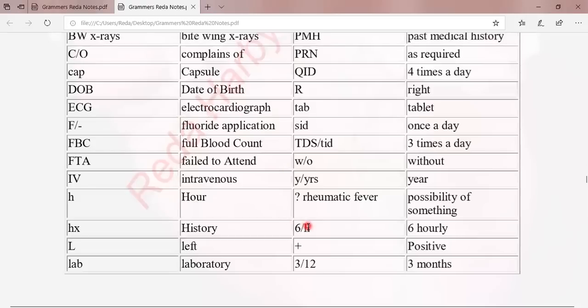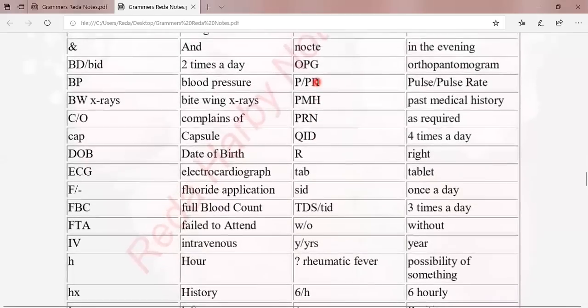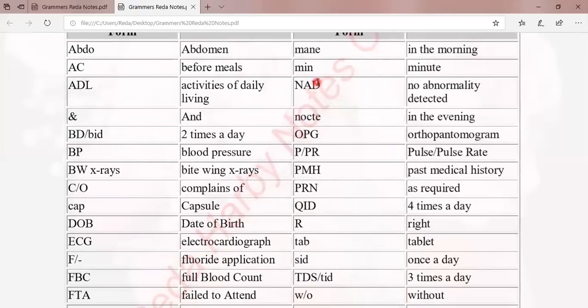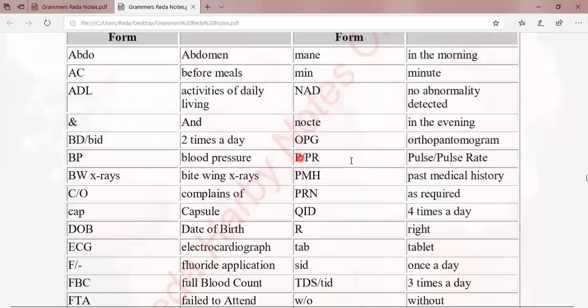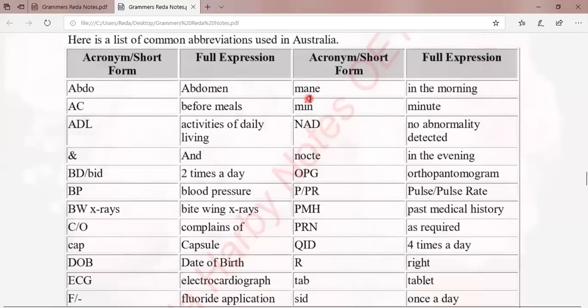This means 6 hours, okay, 6 hours. Okay, this is called 3 months. TDS 3 times a day, SID once a day, tablet, our right knee, QID 4 times a day, PRN as required, past medical history. This is called pulse rate or pulse. No abnormality detected, minute, main in the morning but not in the evening.